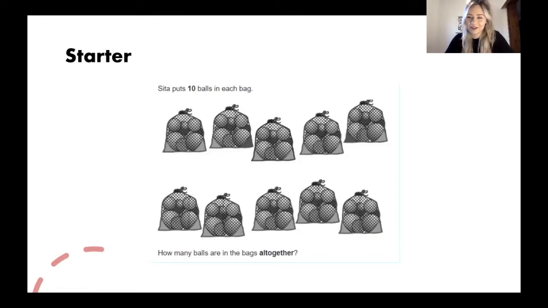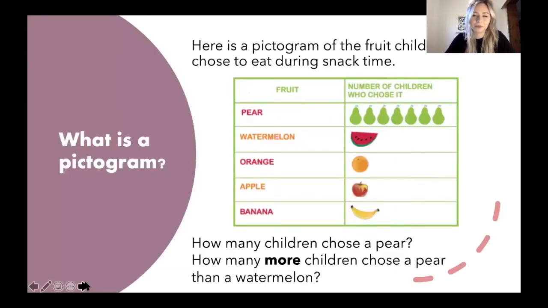Well done for having a go. Let's work this out together. So we know that Sita is putting 10 balls in each of these bags. So we can count up in our tens to see how many balls are in the bags altogether. Let's count the bags. 10, 20, 30, 40, 50, 60, 70, 80, 90, 100. So you should have put 100. Well done for working that out.